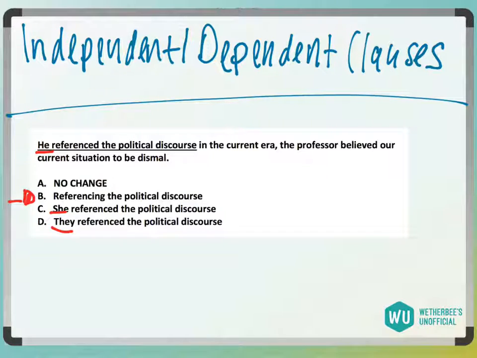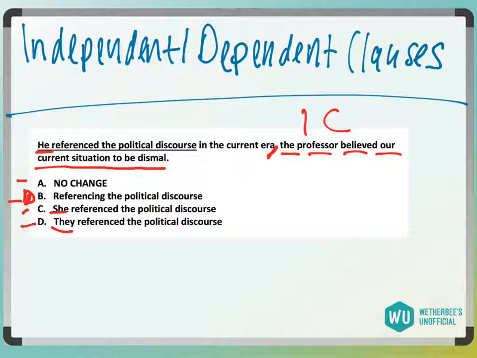So I'd look for independent clauses, because something like A, C, and D, where we have a subject, he, she, they, creates an independent clause. So I'd look for an independent clause later. So I have this comma here, and I have "the professor believed our current situation to be dismal," and this is an independent clause.